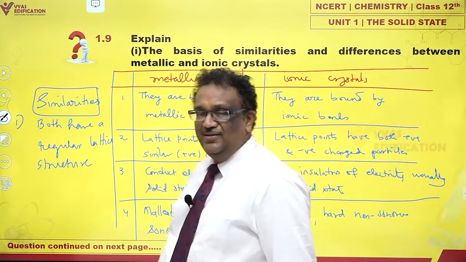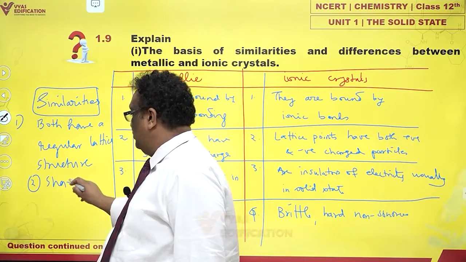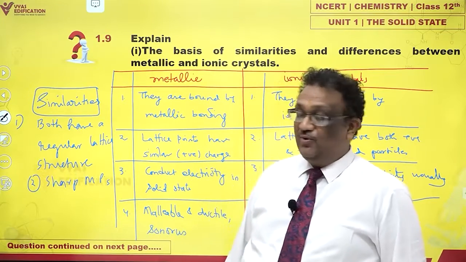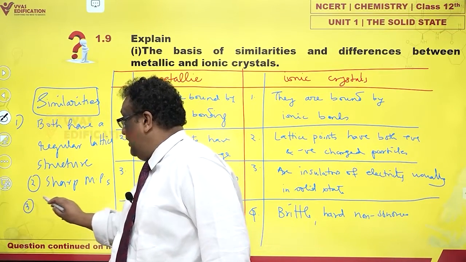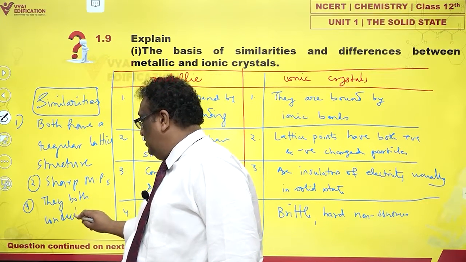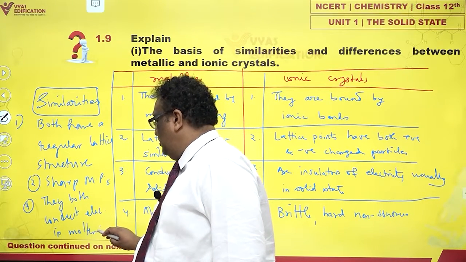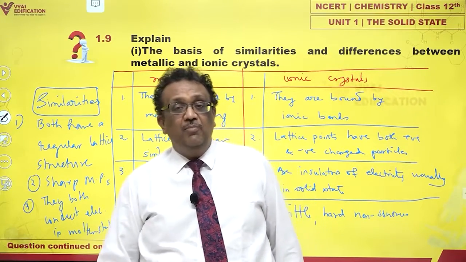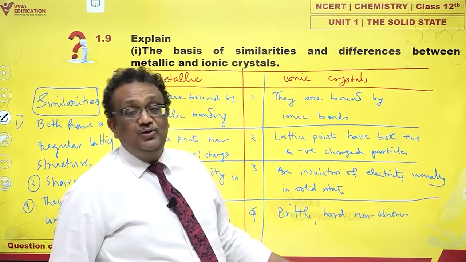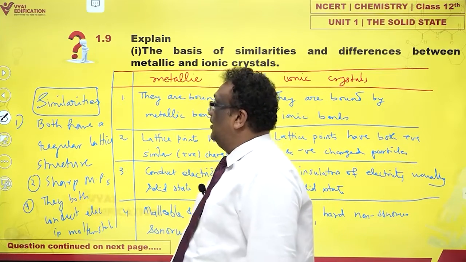Do they have any similarities? Well, they have sharp melting points. They both have sharp melting points. They melt at a unique temperature. Yes, that's very beautiful. Anything common? They both conduct electricity in molten state. If you melt them, a molten metallic substance will conduct electricity, and a molten ionic crystal would also conduct electricity. Wow. Anything else? Yes, a fourth point.